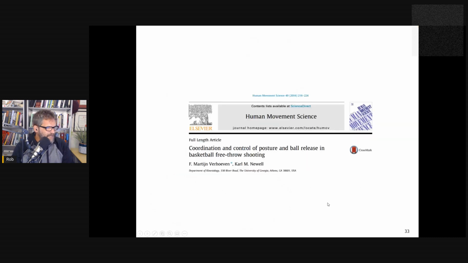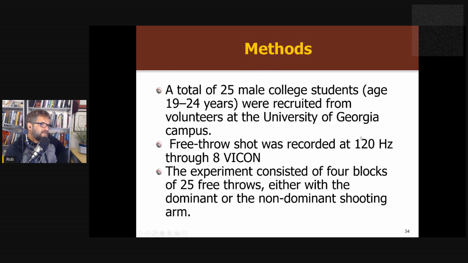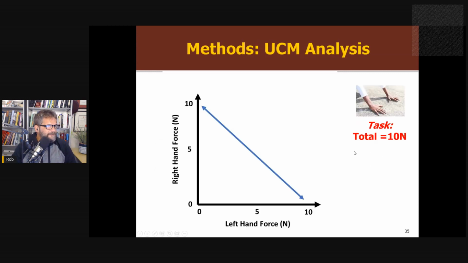Okay. Another way that we looked at this is a paper by Verhoeven and Newell, published in 2016. They looked at 25 male college students from the University of Georgia. Again, they did motion tracking, and they had them do free throws with either their dominant or non-dominant arm. I'm just going to focus on the dominant arm results.